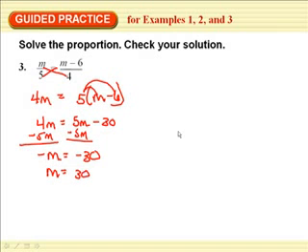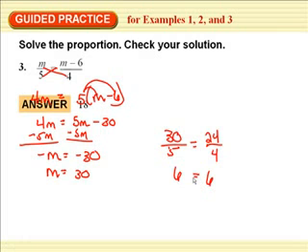So let's check it. 30 over 5 equals 24 over 4. Well, 30 over 5 is 6. 24 over 4 is 6, and 6 does equal 6. So I won't do the cross products on that one. I see a different way to check it, and it works out.